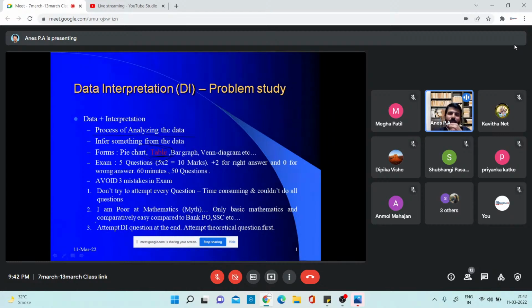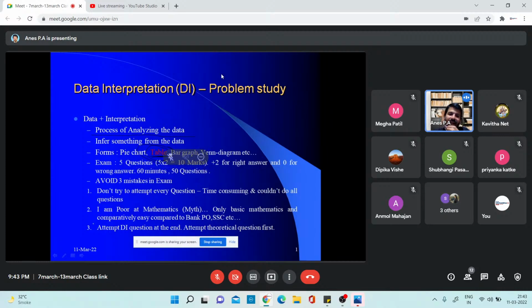Second myth is I am poor at mathematics. Don't think that data interpretation needs full mathematical logic or anything like that. You can do it with your basic understanding of 9th and 10th class arithmetic. So it's very simple to do it.